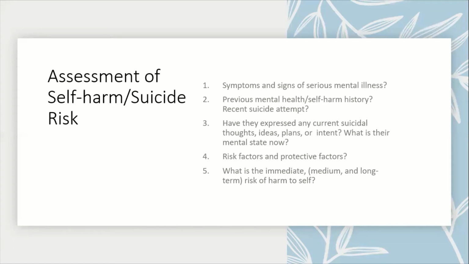Number 4, have I really thought about the risk factors and any protective factors? And then finally, number 5, after putting all that information together, I make a decision based on my clinical opinion, what I believe the risk of self-harm to be. And we can write risk of self-harm to be low, moderate, and high.